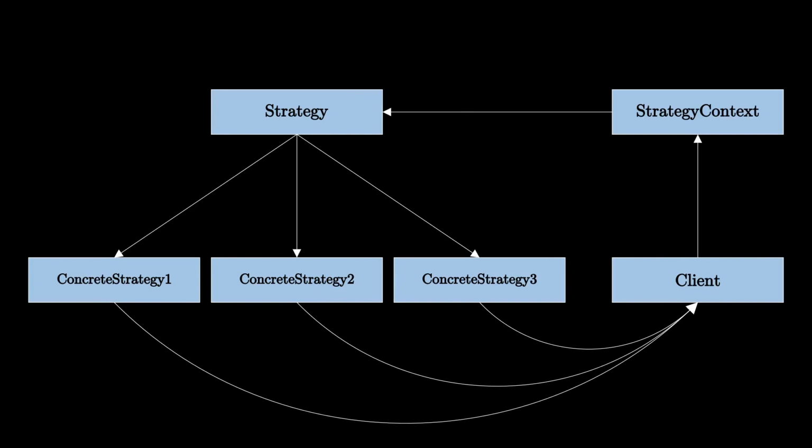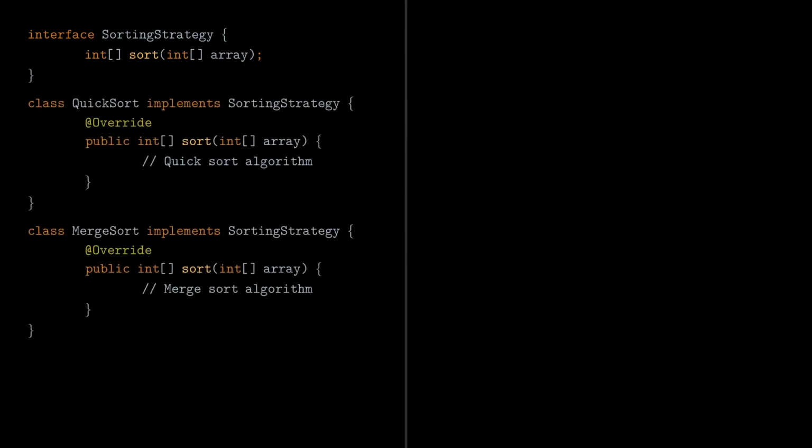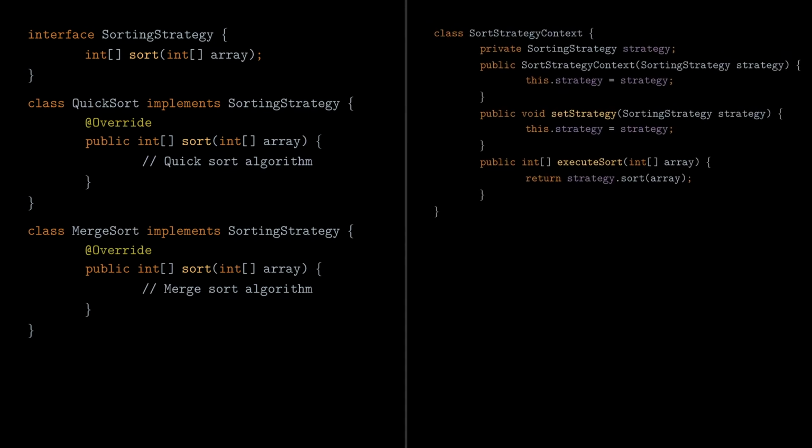Let's say we have an array and we want to sort it using multiple algorithms. The strategy abstraction will only have a sort method that takes the array and returns the same array but with the elements in a sorted order. The concrete strategies will implement specific sorting algorithms like quicksort and mergesort, and the strategy context will store the strategy that is chosen by the client.